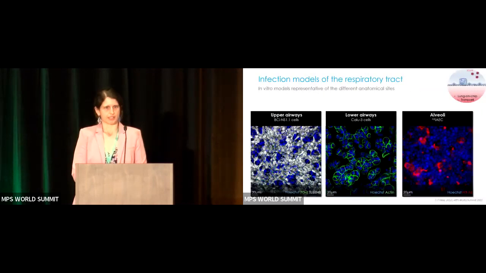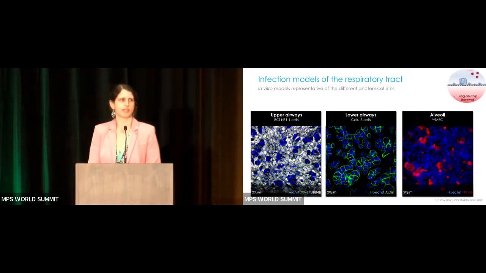So then I would like to switch a bit to the monolayer models, which are the lung-on-chip and the transwell models. And here, as I mentioned before, we have not yet used the primary cells because it's very precious material. So we use cell line models as an alternative, and we would like to develop these models for the different anatomical sites of the respiratory tract.